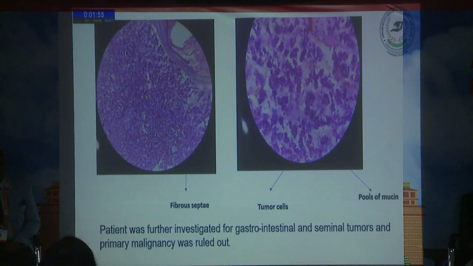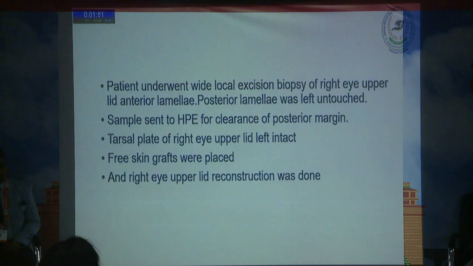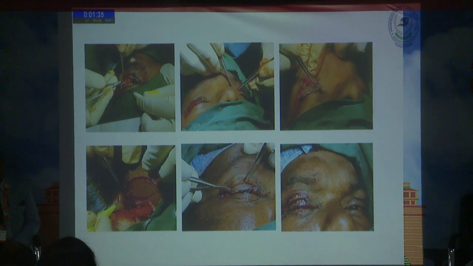The patient was further investigated for gastrointestinal and seminal tumors and primary malignancy was ruled out. The patient underwent wide local excision biopsy of the right eye upper lid anterior lamellae. Posterior lamellae was left untouched. The sample was sent to HP for clearance of the posterior margin. Tarsal plate of the right eye upper lid was left intact. Free skin grafts were placed and right eye upper lid reconstruction was done. Here we can see the wide local excision with free skin grafts.